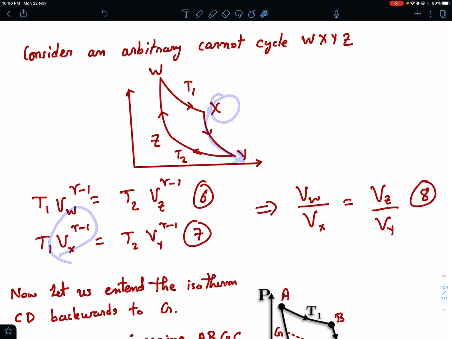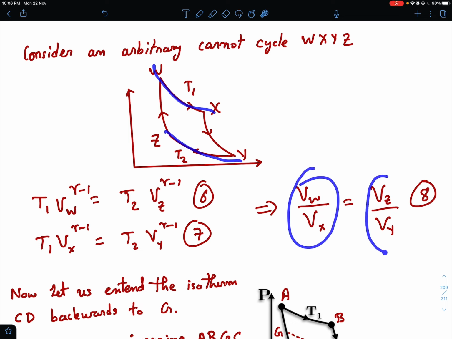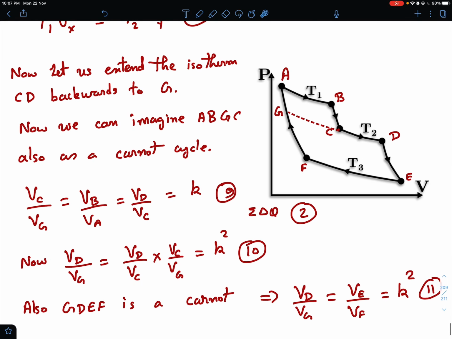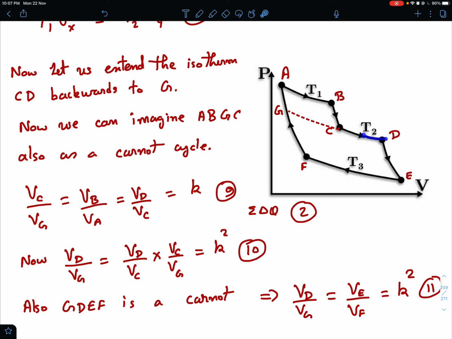Similarly, along X to Y, T1 Vx to the power gamma minus 1 is equal to T2 into Vy to the power gamma minus 1. And if you just divide the two equations, you can simply get that Vw by Vx is equal to Vz upon Vy. This is always true in any Carnot cycle. This is general. We have not used any special case. So for every Carnot cycle, this is true for the volume ratios.